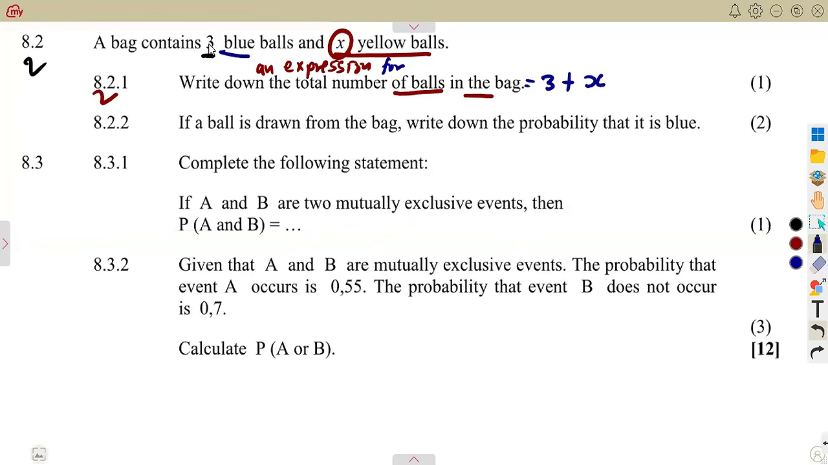You simply add these two. These ones, they are 3. These ones, they are x. If these ones were 4, it was going to be 3 plus 4. If these ones were 7, 3 plus 7. So this is the total. You just have to add.